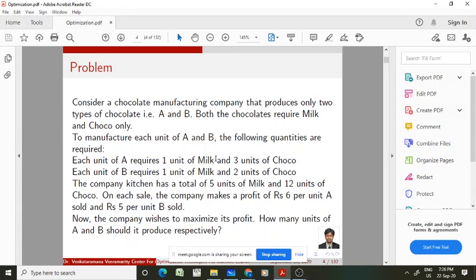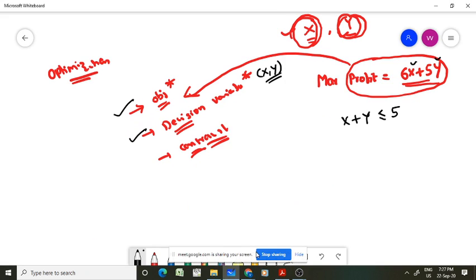Each unit of A requires 3 units of choco and each unit of B requires 2 units of choco. Then tell me, if you want to manufacture X units of A, it requires 3X units of choco. If the company wants to manufacture Y number of B type chocolates, how many choco units are required? 2Y. I think you agree, right? It is 3 for A and 2 for B. If it is X, then it is 3X. If it is Y, it is 2Y.